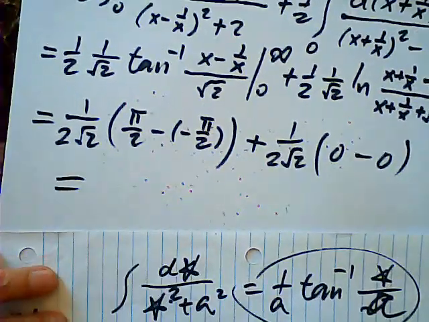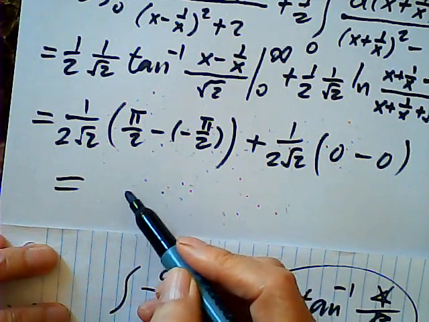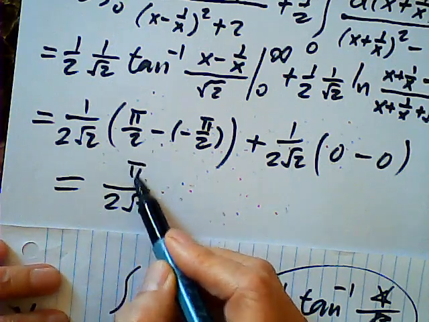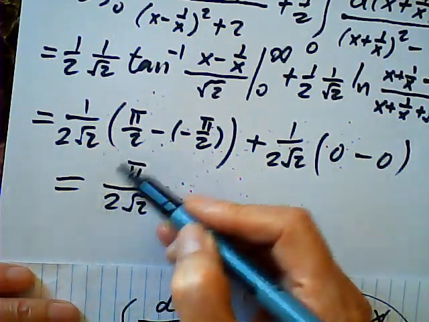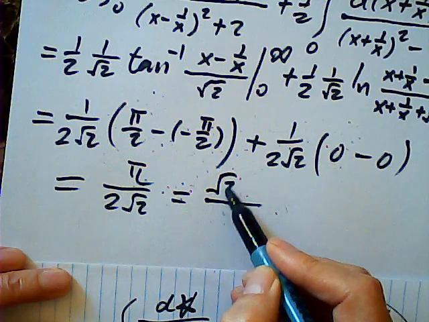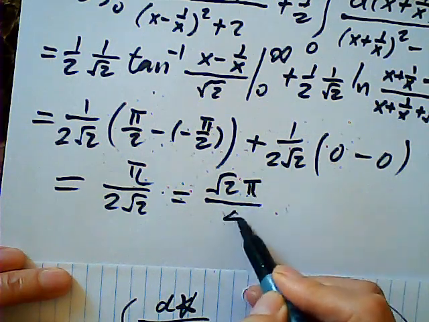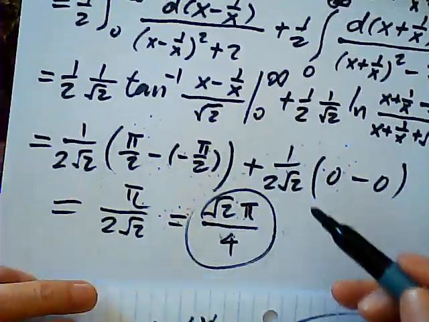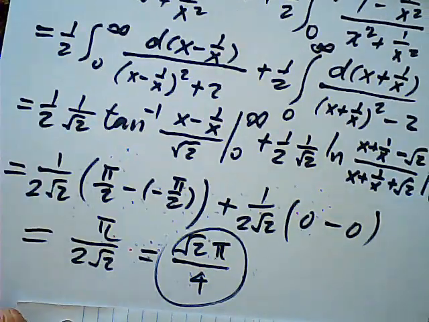Therefore, this one is equal to pi over 2 root 2, right? If you rationalize this, it becomes root 2 pi over 4. Okay, that's the same answer, same answer as we got in method 1. Thank you.